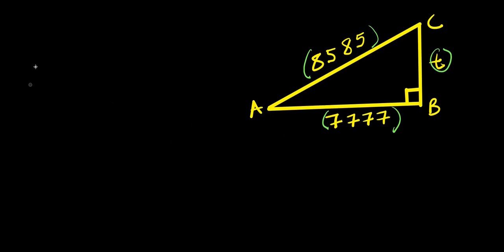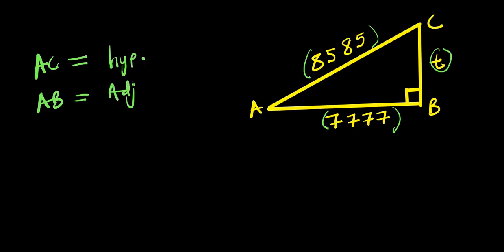Now, remember, the longest side here, the AC, which is this longest side, is what we call the hypotenuse. Then the AB is what we call the adjacent. Then the BC, what we are looking for, is the side we call the opposite. Why it is called the opposite is because there's an angle here, maybe angle theta, and this side is facing this angle. So that is why it's called the opposite.